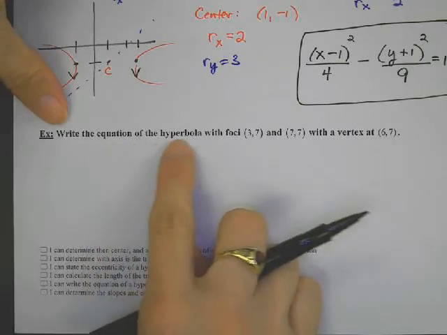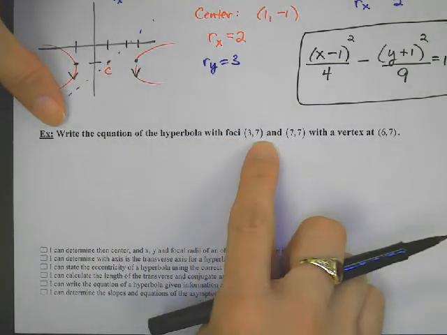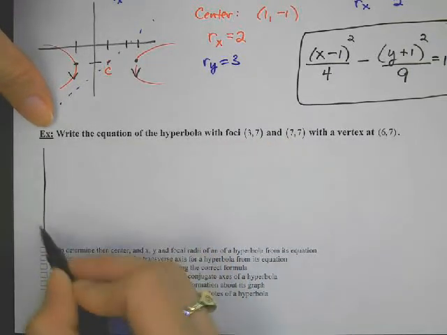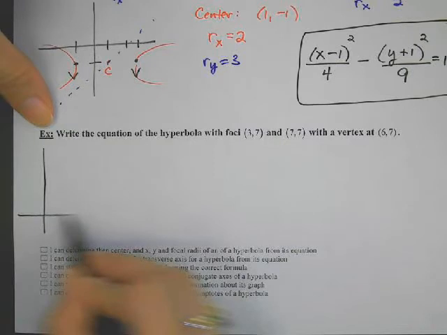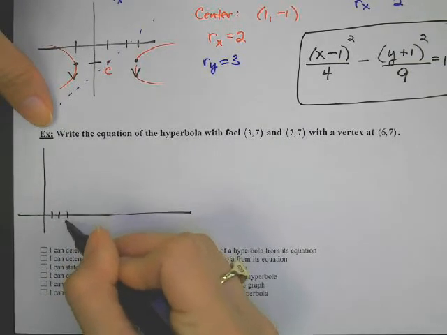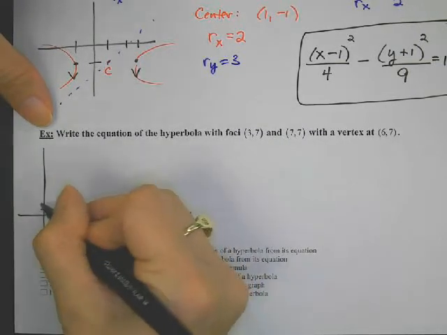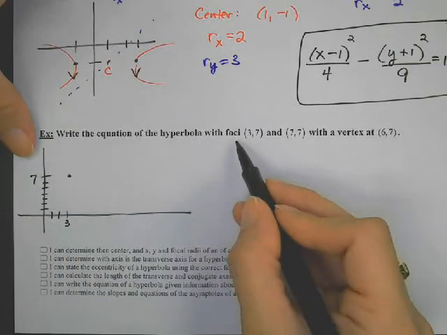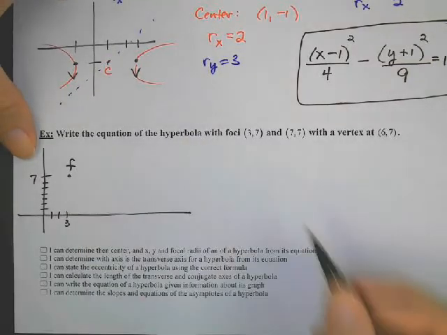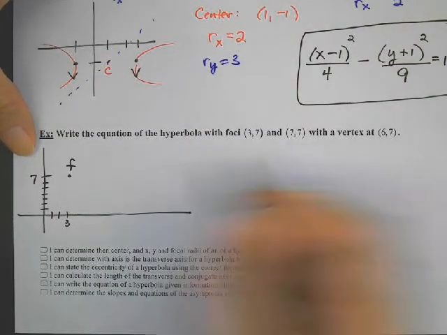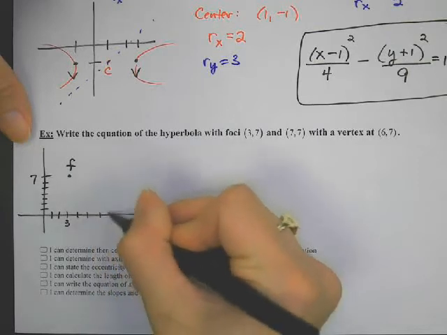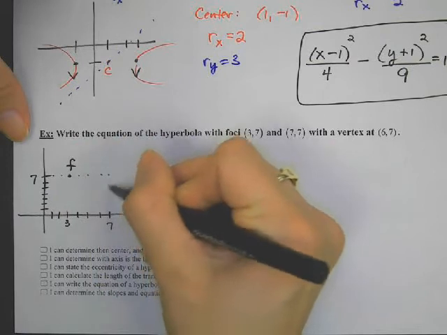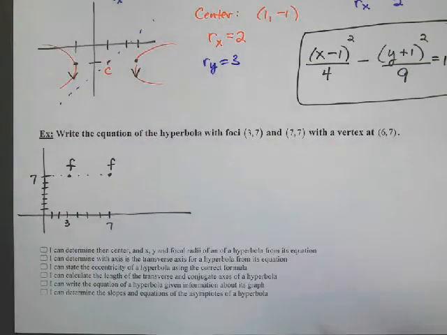All right, the equation of the hyperbola. Ooh, some foci. 3, 7 positive, positive. I think I'm going to draw it over here so I get a lot of quadrant 1 in sight. Okay, 1, 2, 3, 4, 5, 6, 7. 3, 7, and that is a focus point. And 7, 7. Okay, here is another focus point.